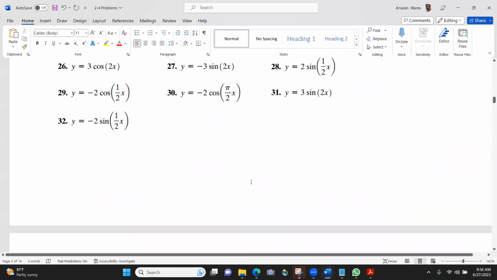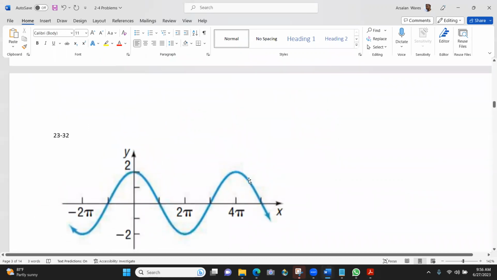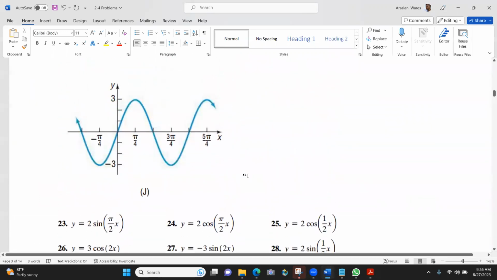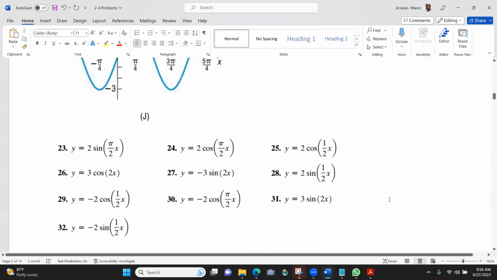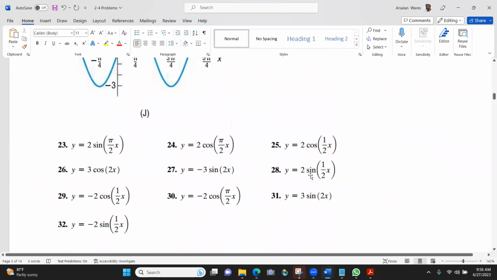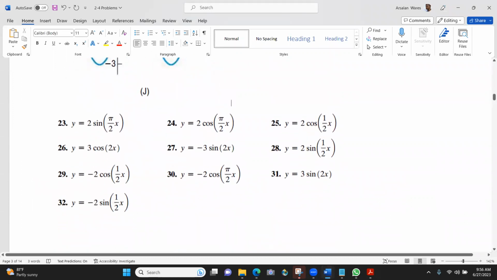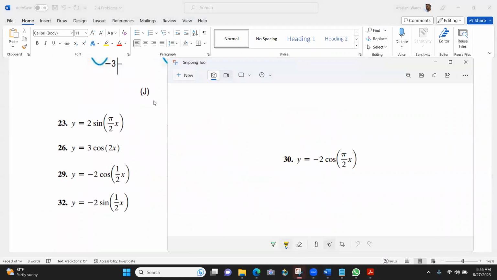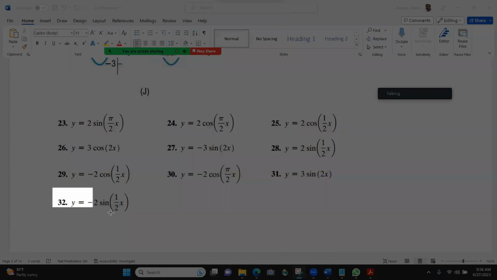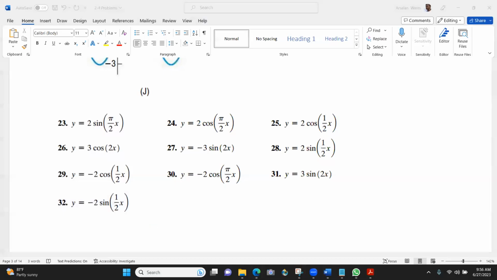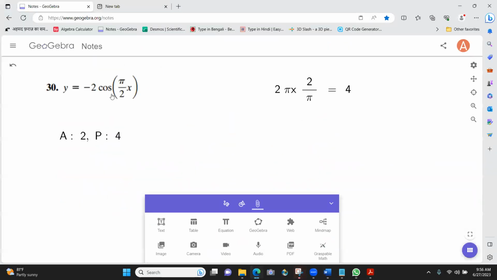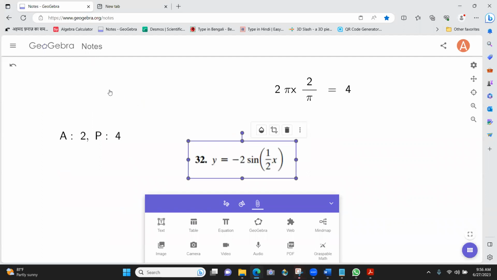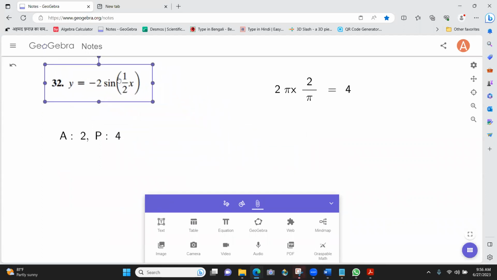If you want to pick one of these guys, that's totally fine with me. All right, so I'm going to pick an ugly one. Let's do one with sine. Let's do 32, right? 32. Here we go. Amplitude is going to be 2.